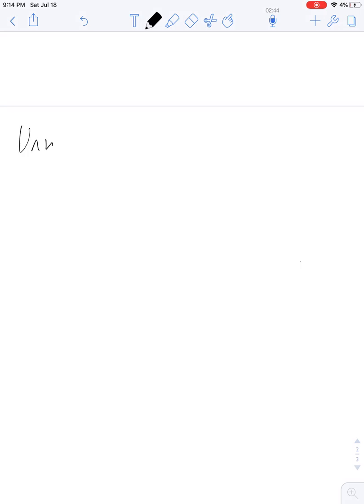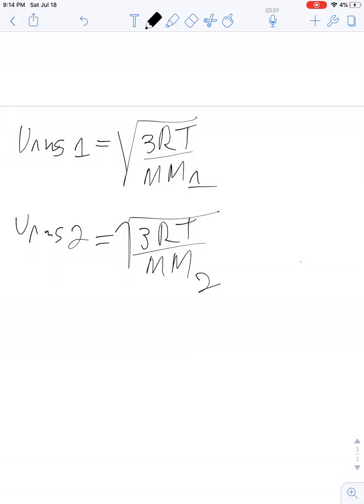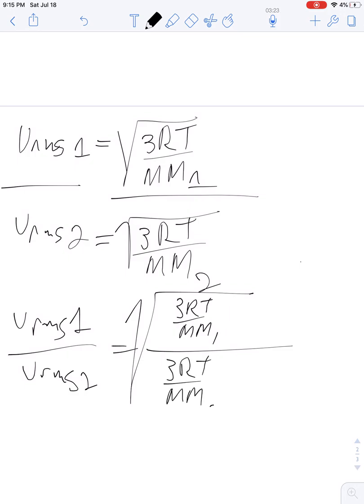If the root mean squared of gas 1 is the square root of 3RT over the molecular mass of gas 1, and we could use the same equation for a second gas, what we could do is set up a ratio between these two, a fraction. So the root mean square of gas 1 over the root mean square of gas 2 would be equal to the square root of 3RT over molecular mass gas 1 over 3RT over molecular mass gas 2.